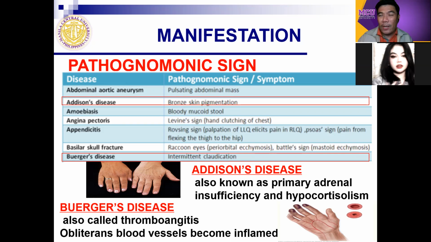Okay, you have observed there is a client who has the bronze skin pigmentation. So first, you will think that the patient may have kidney problem. Second, you will think the patient may have adrenal problem or adrenal insufficiency. Third, you will think that the patient may have hypocortisolism. So through that observation of the pathognomonic sign, you can now direct yourself to the suspecting or working diagnosis of the client.